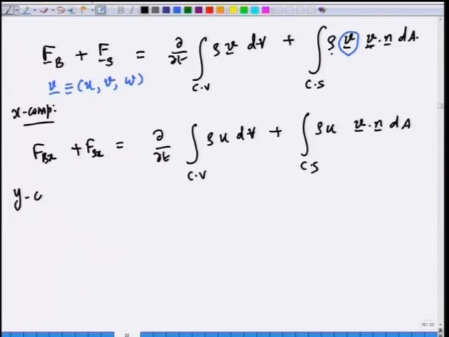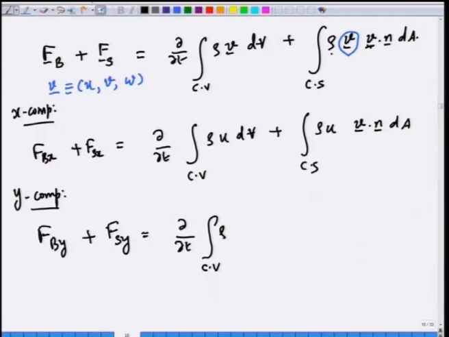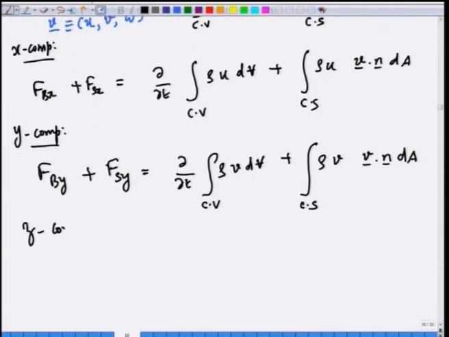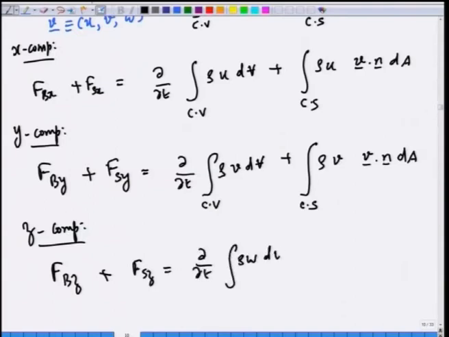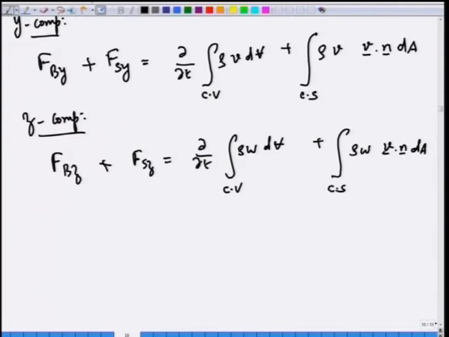Okay. So, similarly, the y component is F_by plus F_sy is d/dt of the integral over CV of rho v dV, plus the integral over Cs of rho v (v dot n) dA. And the z component is F_bz plus F_sz is d/dt of the integral of rho w dV, plus the integral over Cs of rho w (v dot n) dA. Okay. So, these are the three components of the momentum balance equation.